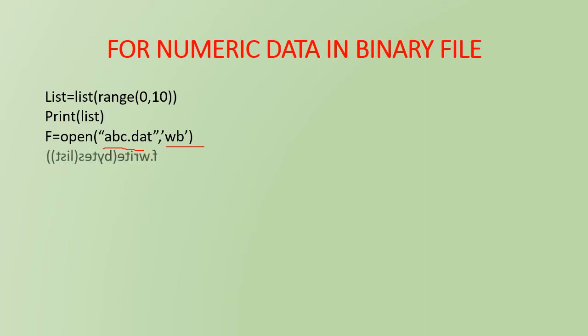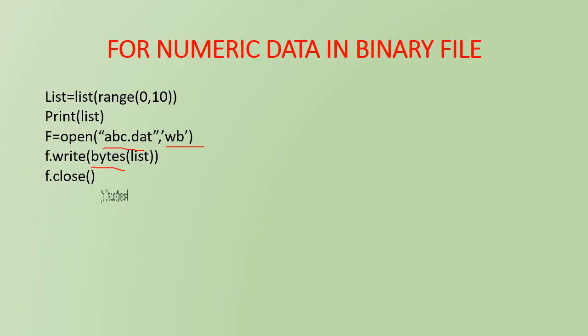After opening it, we are writing to it, because we already know what the data is, a list of data. So we want to write it, and while writing we want to write in binary form. Before, we studied the function bytearray; here we are studying the function bytes to convert it to binary data. Now we want to close it. That's all for writing a list, a list of numeric data, into the data file abc.dat.